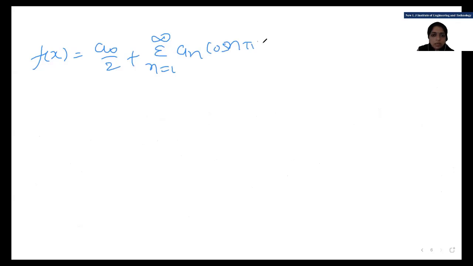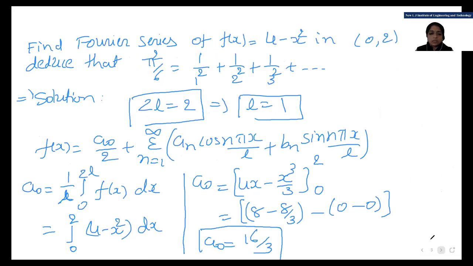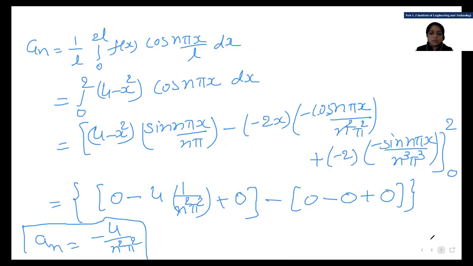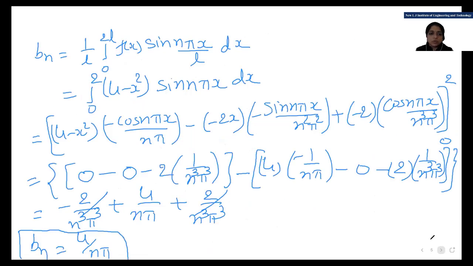Now, the Fourier series f of x is equal to a0 by 2 plus summation n 1 to infinity of an cos n pi x by L plus Bn sin n pi x by L. Now you have to substitute the value of A0, An and Bn. So what is the value of A0? Value of A0 is 16 by 3, right? So 16 by 3, this is minus 4 upon n square pi square. This is 4 upon n.